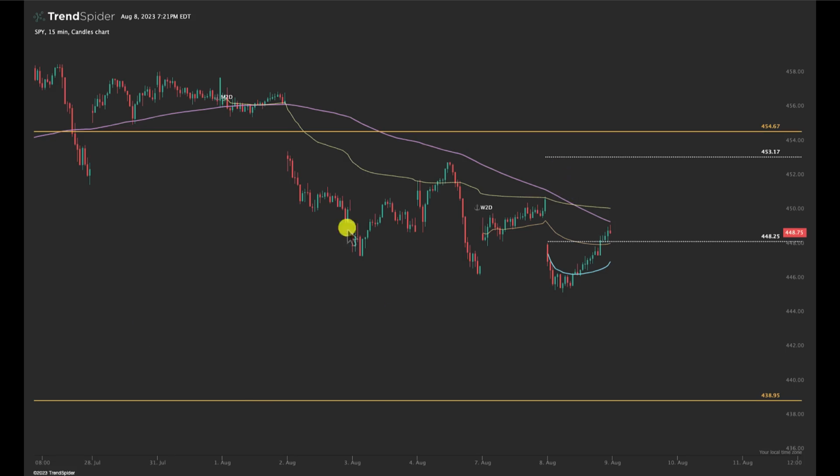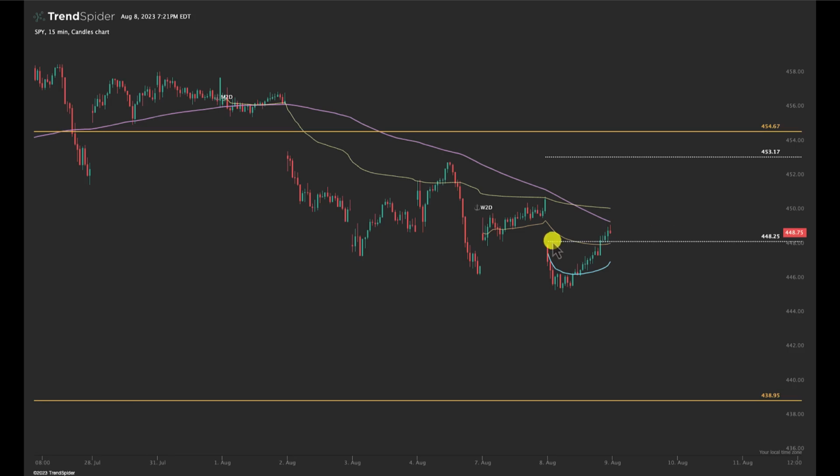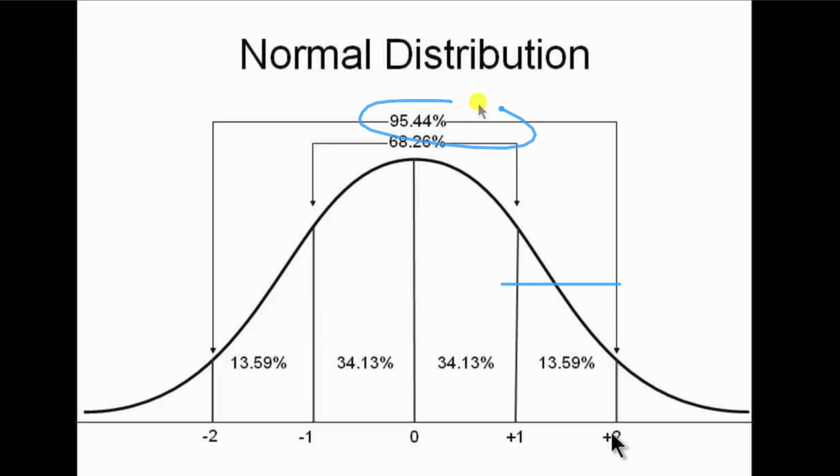Now, if you think of expected moves as a distribution curve, 68% of the time it closes within that one standard deviation, and 95% of the time it's going to close within two standard deviations. Today, we opened outside the daily expected move, and then it pushed itself down to where? The two standard deviation area. Now remember, 95% of the time it closes within this range.